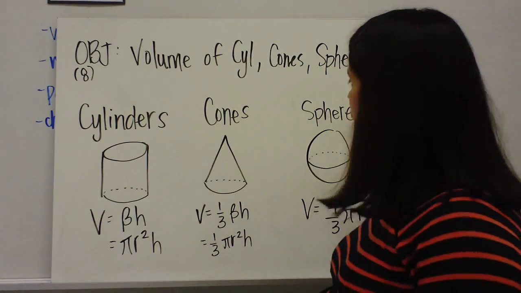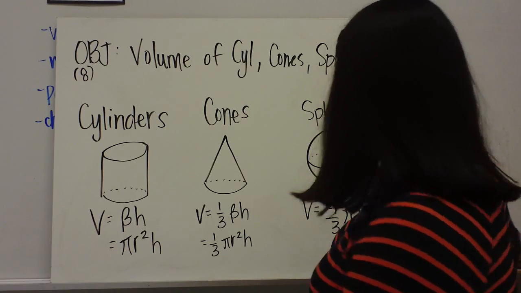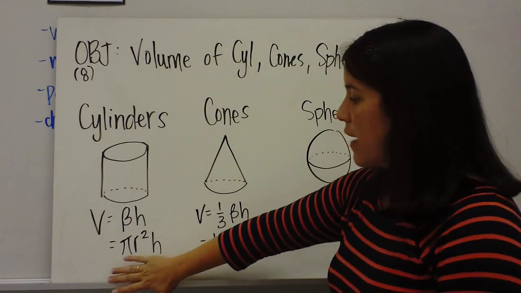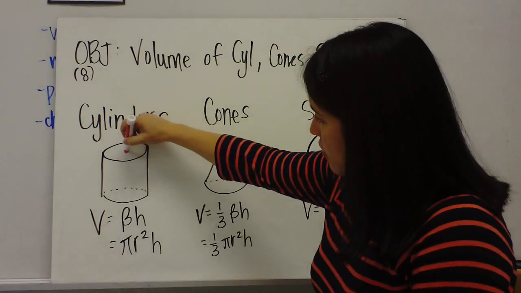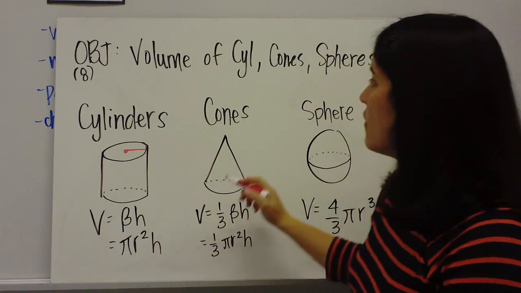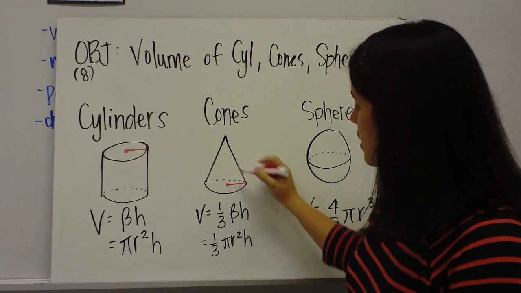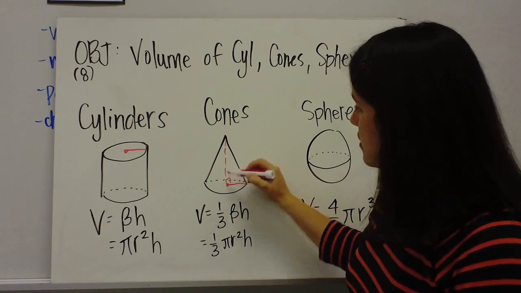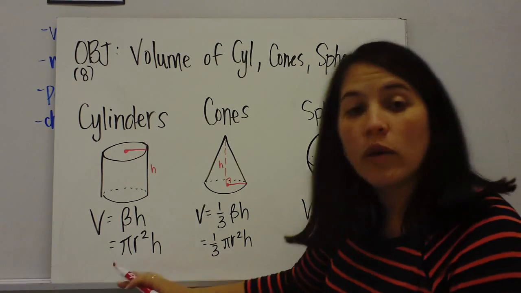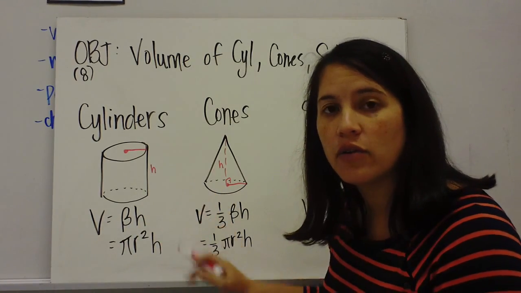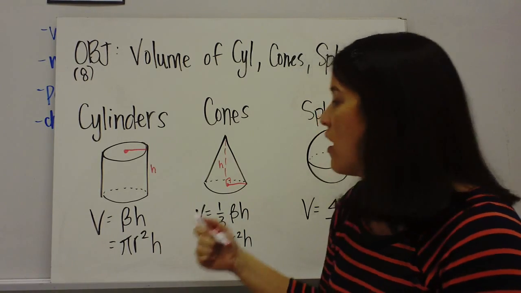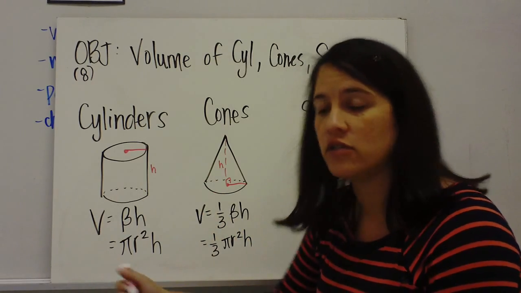So I've given you all of the shapes and all of the formulas. I'm going to go through those very quickly. We have cylinders, and here's the formula, pi r squared h. You're going to need the radius, and pi we'll use 3.14. Cones, again, you're going to need the radius, and you're also going to need the height. The height would be right here. And the only difference between a cone and a cylinder is that a cone is a third of a cylinder. Kind of like a pyramid is a third of a rectangular prism, a cone is a third of a cylinder.